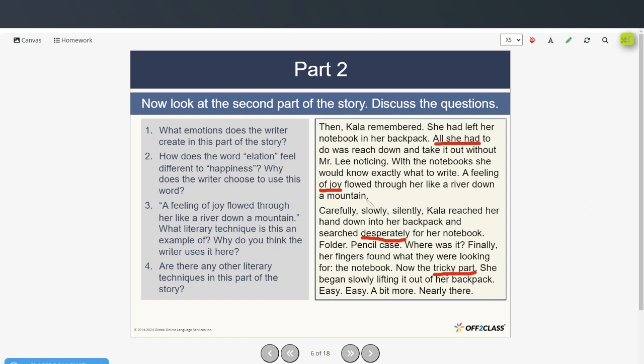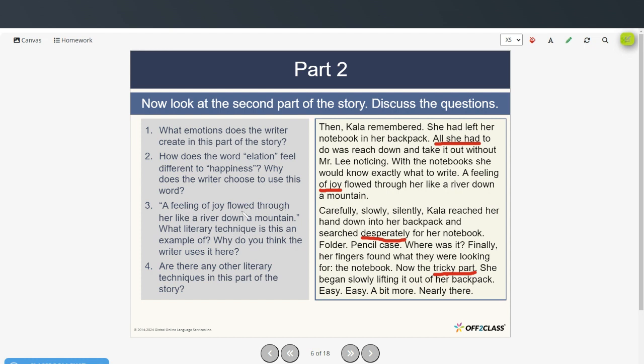So let's find where. Not sure. Let's see. Do they use elated actually in this? I don't see where they actually use the word elated, but you know, elation could be she's feeling very excited, feeling very happy that she remembers that there might be a way out of the problem that she has of not being able to remember what to write or think of what to write.